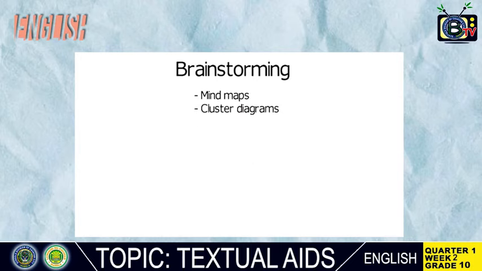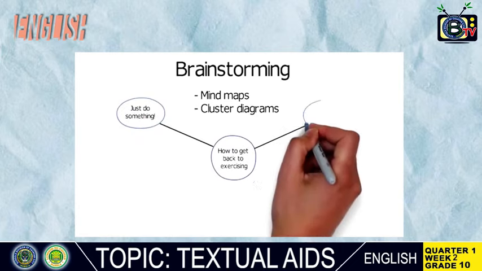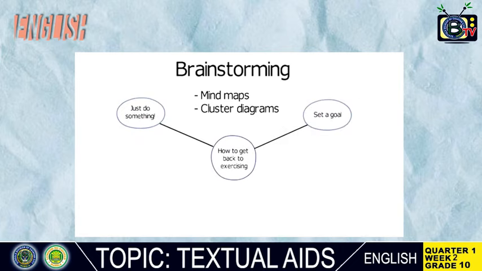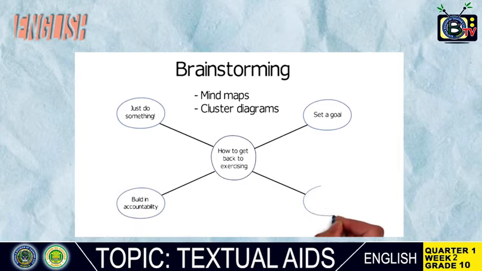Brainstorming. When you are brainstorming, you are trying to come up with ideas. Mind maps or cluster diagrams are useful tools for brainstorming. They can help you branch out from an idea or subject to related ideas or components of a subject.